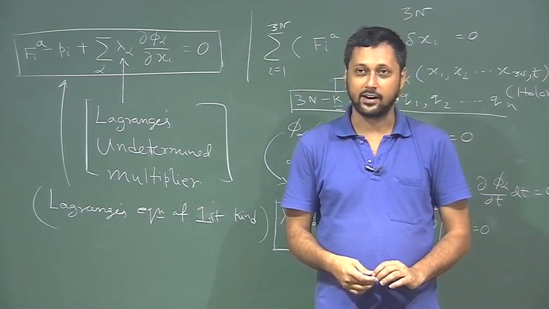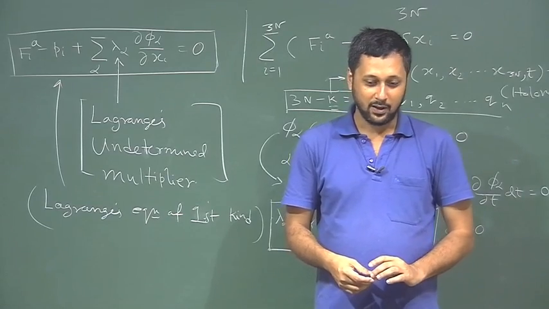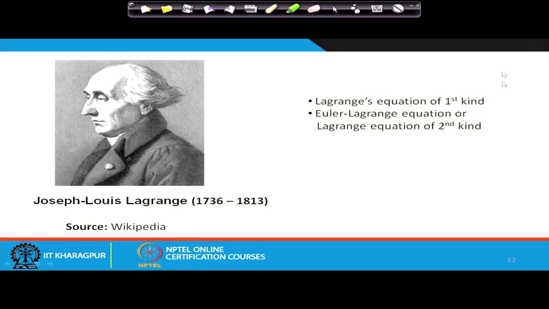I do not remember the exact date. Joseph Louis Lagrange was a young mathematician at that time. He found that directly from D'Alembert's principle we can make all independent equations by applying an undetermined multiplier. And somewhere around 1755, when he was not even 20, he wrote a paper and sent it to the most famous mathematician of his time, Euler.